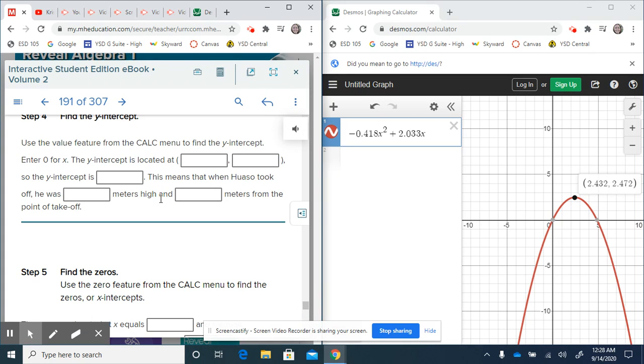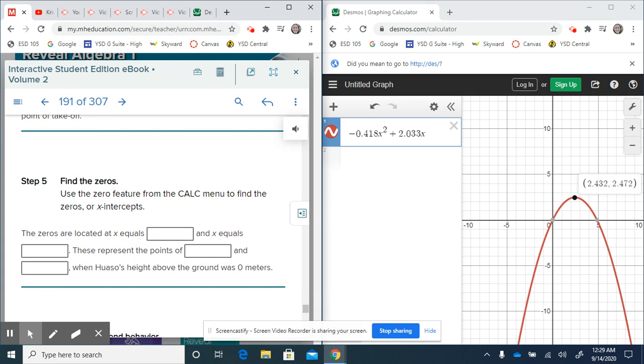So then if we want to figure out the y-intercept, it's where it's going to cross the y-axis. So if I plug 0 in for the original function, there is no c value. So that means that our y-intercept is going to be at 0, 0. So the y-intercept is 0. This means that when he takes off, he was 0 meters high and 0 meters from the point of takeoff.